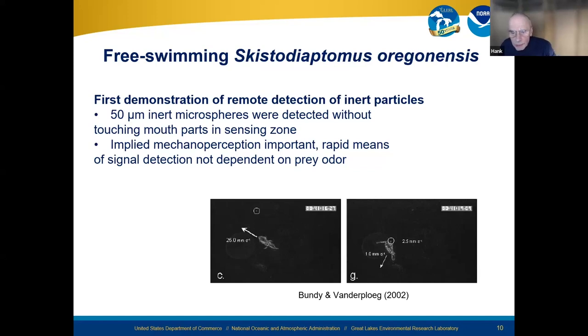Here are a couple scenes from the Schlieren optics. Here the animal reoriented itself. This is a circled 50 micrometer bead. This shows ultimate capture, and then we could see ultimate rejection. This is work my postdoc Marie Bundy took the lead on.